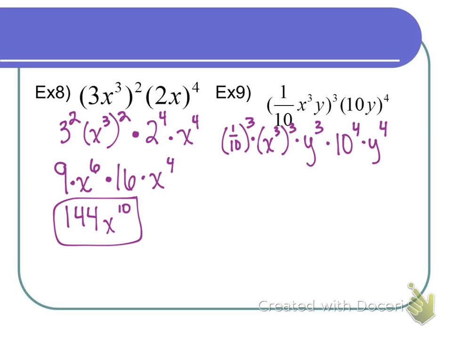Let's go through one piece at a time and simplify what we can. If we have 1/10 to the 3rd, I'm going to write that out down at the bottom here. That would be 1/10 times 1/10 times 1/10. When we multiply fractions, we multiply straight across the top, straight across the bottom. 1 times 1 times 1 is 1. 10 times 10 times 10 is 1,000. So we end up with 1 over 1,000 when we simplify 1/10 cubed.